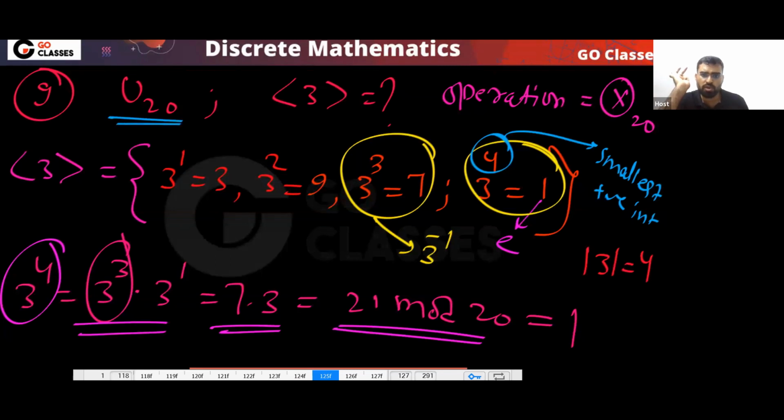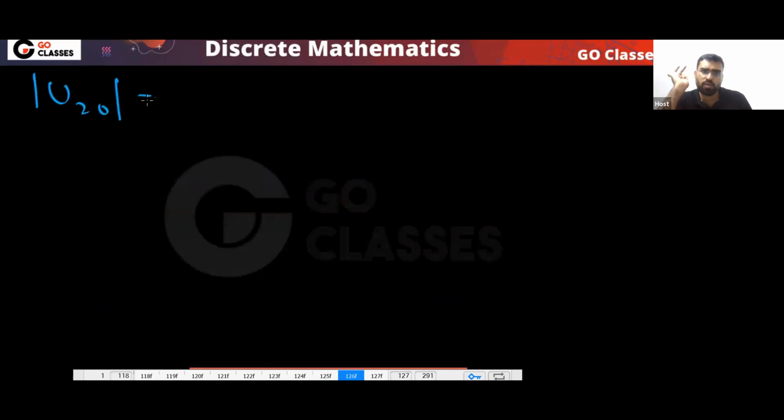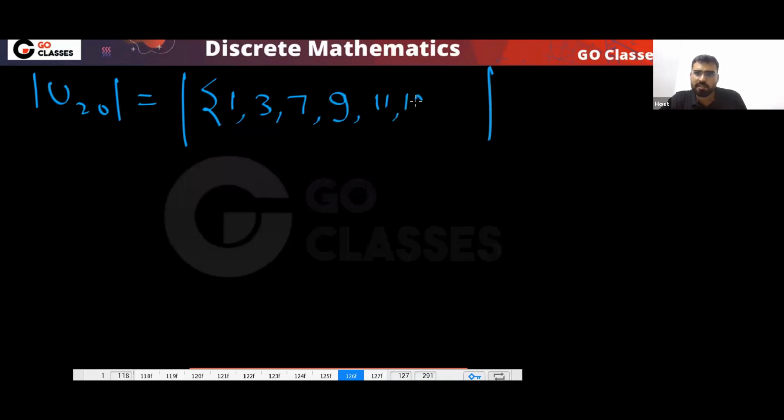What is the order of U20? Tell me the order of U20. U20 means 1, 3, 7, 9, 11, 13, 17, 19. 9 will be there, you can check. 11 will be there, 13 will be there, 15 will not be there, 17 will be there, 19 will be there. So the order of U20 is 8.